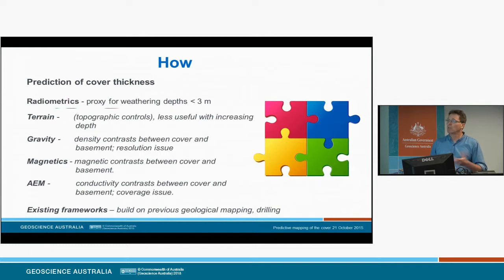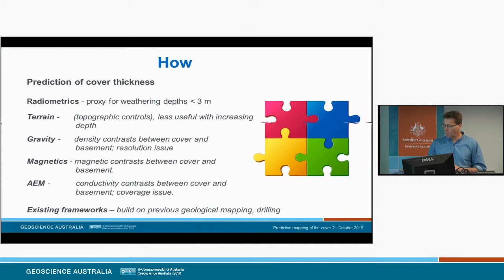Gravity, density contrast between cover and basement. Sediment's usually less dense than the basement rocks, very useful. However, we've got a resolution issue. Magnetics, probably the most important data set we have for a national prediction of cover. It's useful if there's a magnetic contrast between the cover and the basement. And then finally, airborne EM, again, very useful, but it's patchy coverage. And it relies on a conductivity contrast between the basement and the cover.